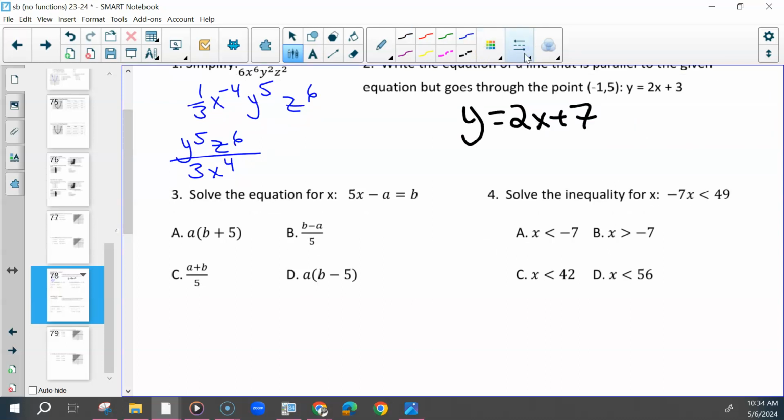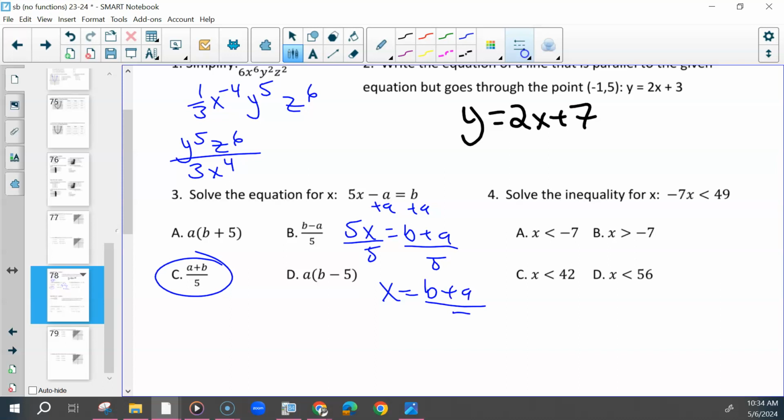Alright, and then number 3 is one of your literal equations. You're literally solving this with a variable. So for x, we get rid of a by adding it to the other side, but not combining because they're not like terms. And then divide everything by 5. So x equals b plus a over 5, which would be c.